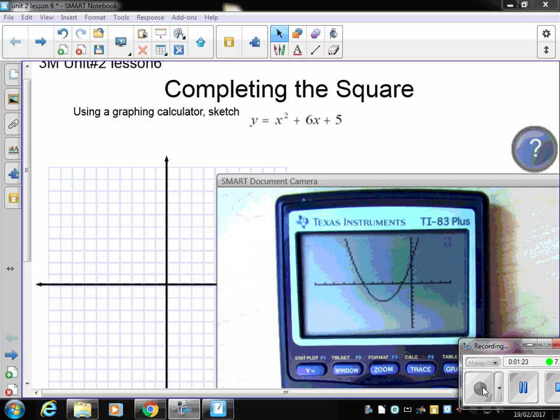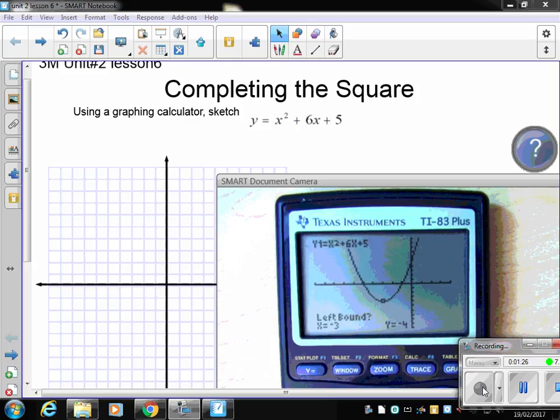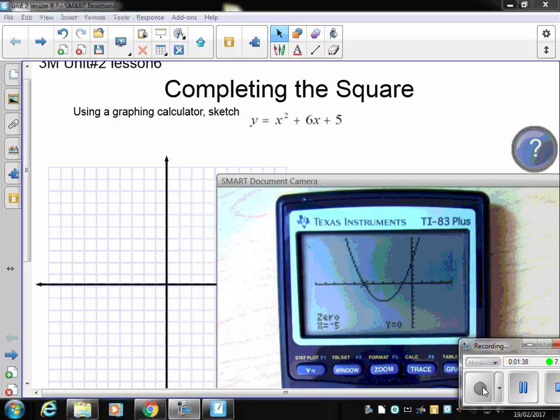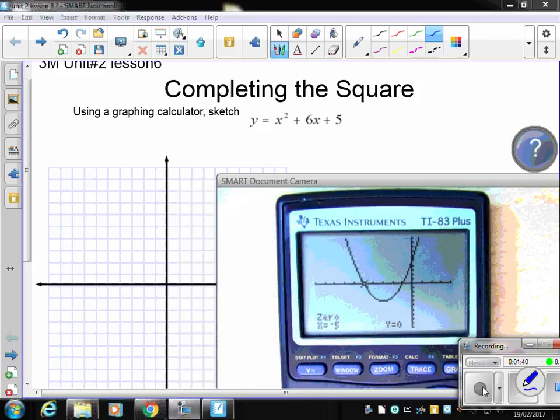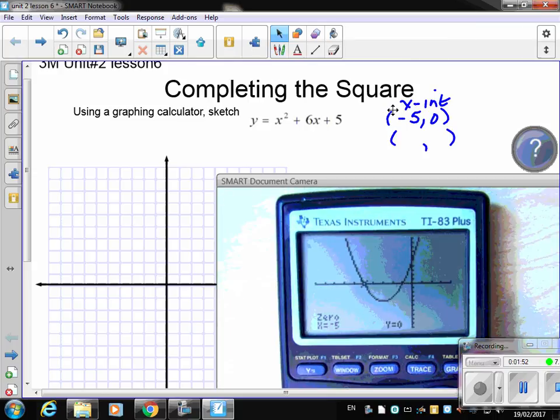So to find those x-intercepts, I'm going to find the zeros. I'm going to find the one on the left first. We're good at this because we've done it the last couple of days. And here's the first x-intercept. It is negative 5, one of my x-intercepts. It doesn't like to let me write when the document camera's on. There we are. Okay, my second x-intercept, so I'm looking for a 0, is way over to the right.